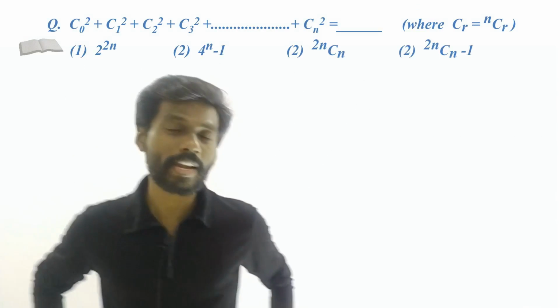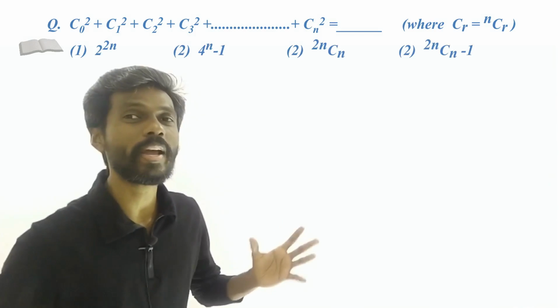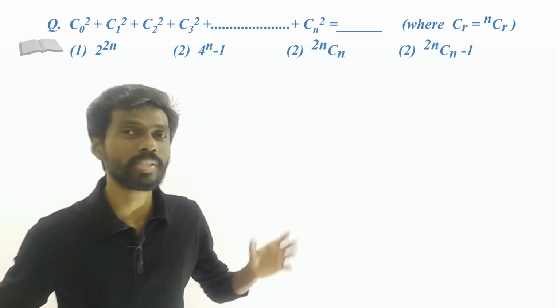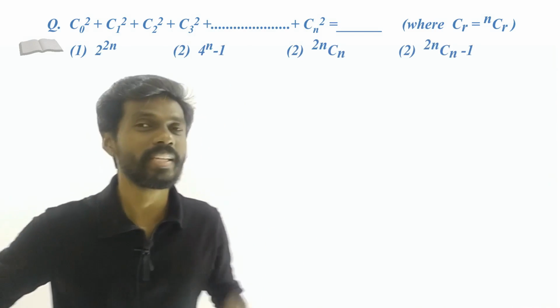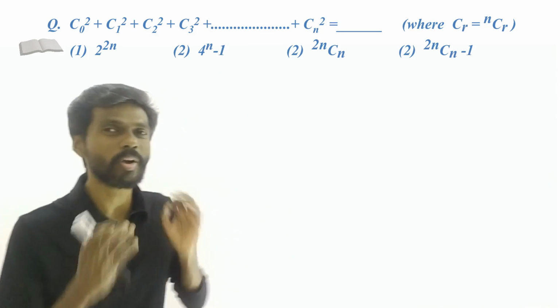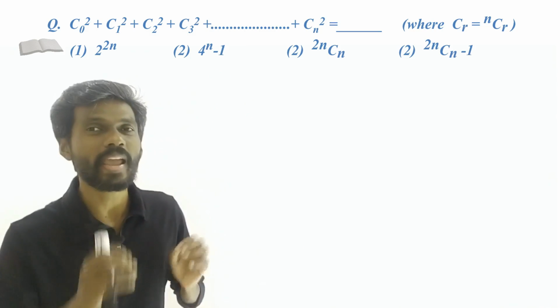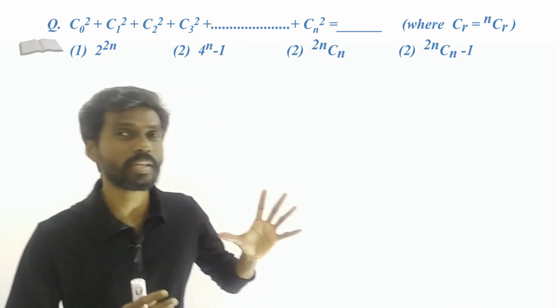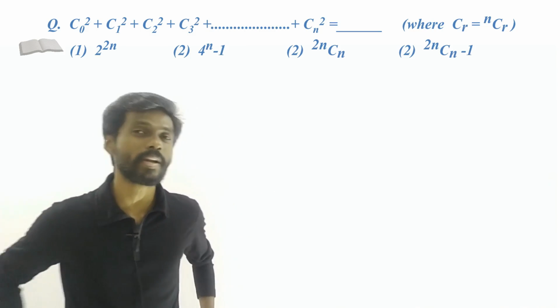The next property of the binomial coefficients is of the form C0 square plus C1 square plus C2 square up to Cn square. Here C0, C1, C2, these are the binomial coefficients. Instead of writing nCr, sometimes we write it as Cr. It is understood from the context. Cr simply means nCr. So here nC0 square plus nC1 square, etc. So the sum of squares of the binomial coefficients.